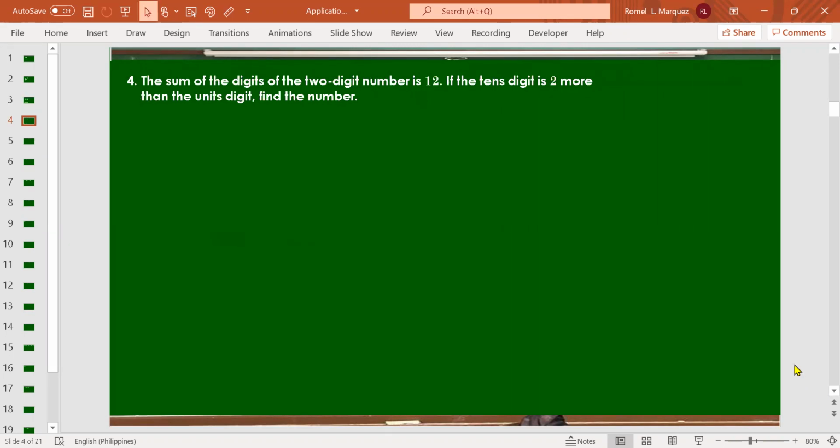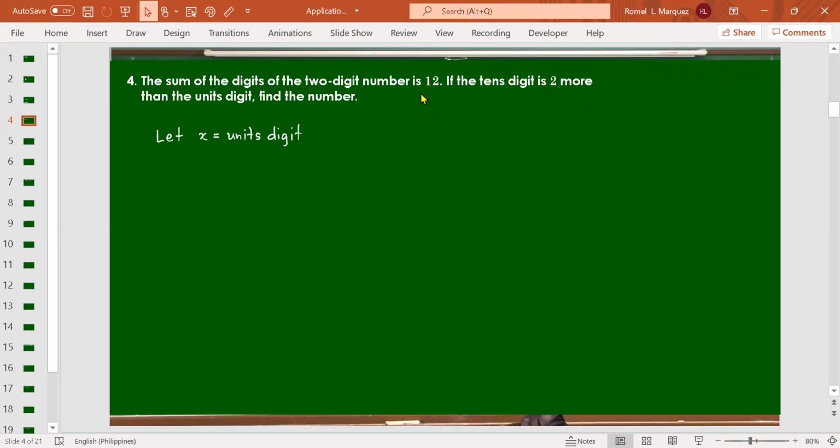Okay. What about this? The sum of the digits of a 2-digit number is 12. If the tens digit is 2 more than the units digit, find the number. Okay? So what is the number that we are looking for? A 2-digit number. So let x be the units digit of the two-digit number.